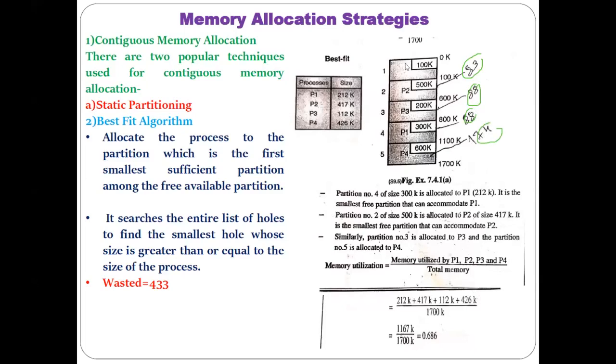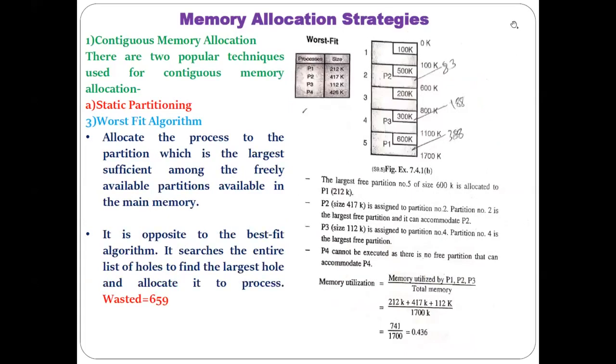Understood. So the internal fragmentation problem comes here also. Okay. Now let's see the last algorithm in the case of static partitioning. That is the worst fit. What? Worst fit. Let's see what it is.